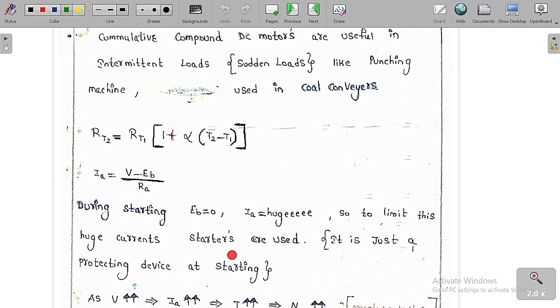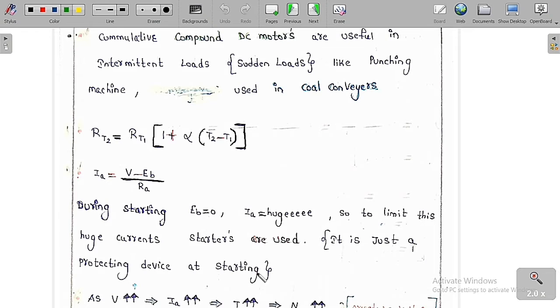So to limit this huge current, starters are used. Basically, the starters are going to limit the starting current only. It is just a protective device used at starting. At starting, we get a huge current in the armature, so to protect the windings from this huge amount of current, we use the starters. So we can simply say it is a protective device used for the starting purpose only.